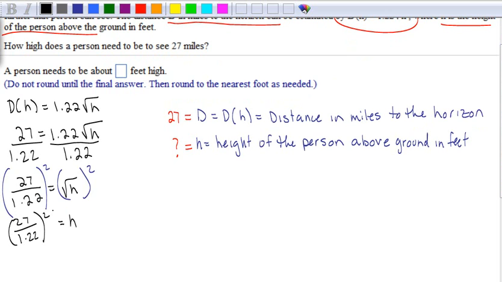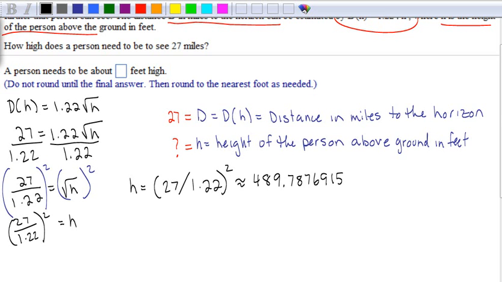Okay, so now I want to plug it into my calculator. So that means that h is equal to, so when I plug this in the calculator, if your calculator does have parentheses, you can go ahead and put parentheses 27 divided by 1.22 in the parentheses and square it. You could also do what's inside the parentheses first, if you do not have parentheses. So you take 27 divided by 1.22, leave that whole number on your calculator, and then square it. Whatever you do, you get approximately, that's how far my calculator went.